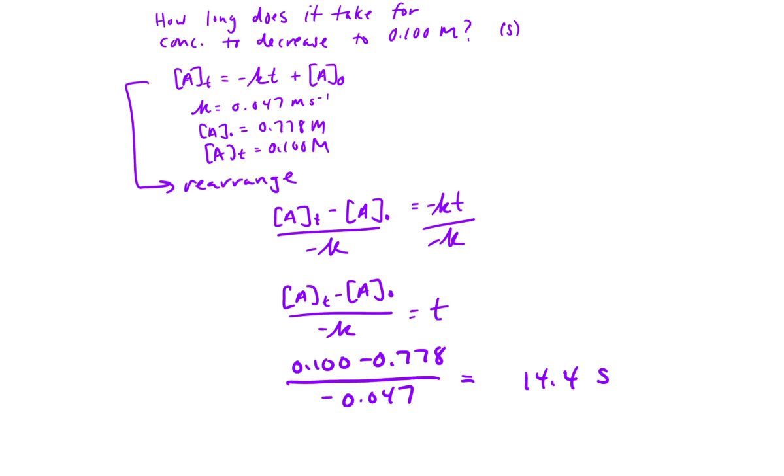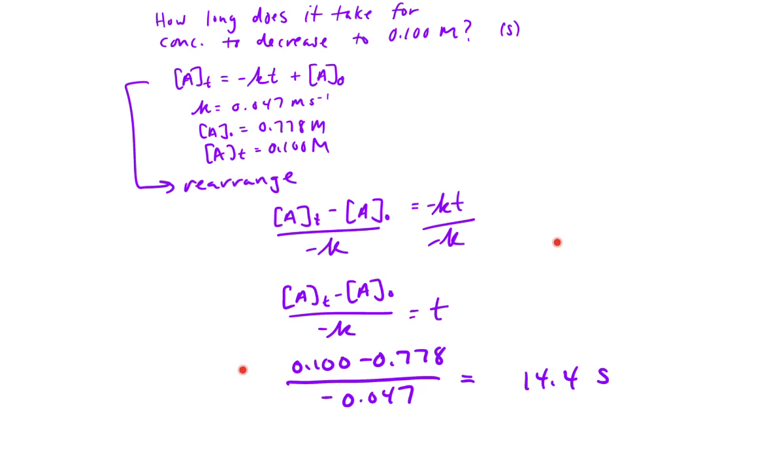So if you look at the equation, how we've rearranged it, we end up with an equation that has A at later times minus the initial. So the initial concentration is always going to be higher. So we have a smaller number minus a bigger number, which will give us a negative value, which is good. We want it to cancel with this negative rate constant. So we end up with a positive value for time. Questions on that?